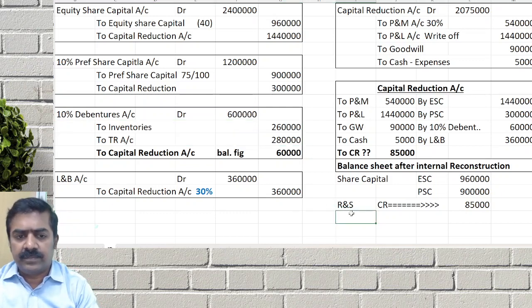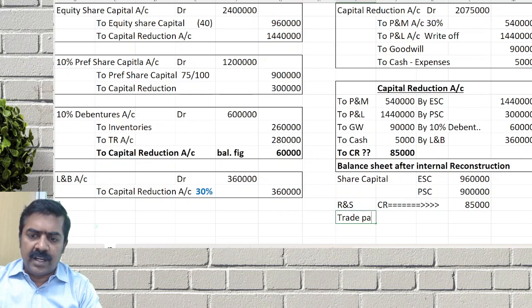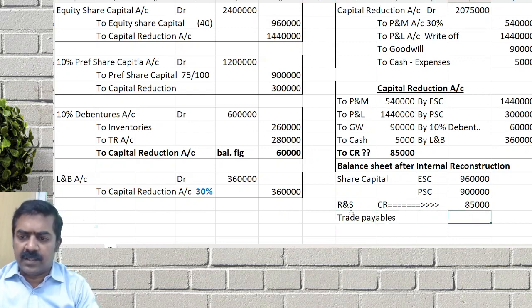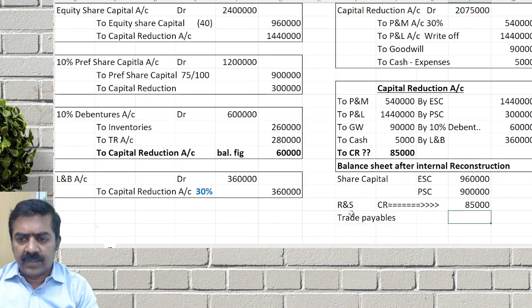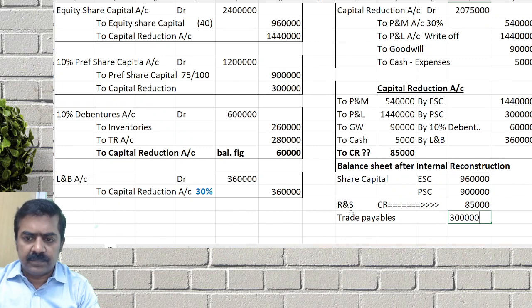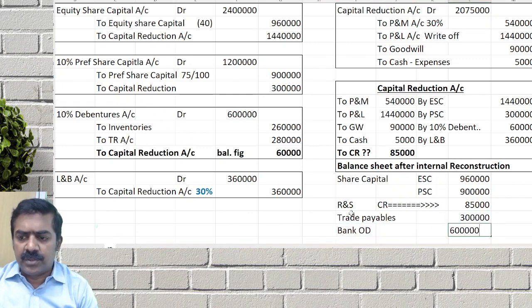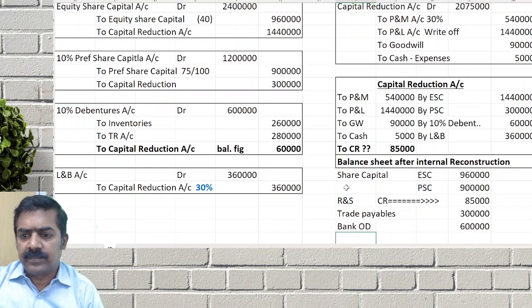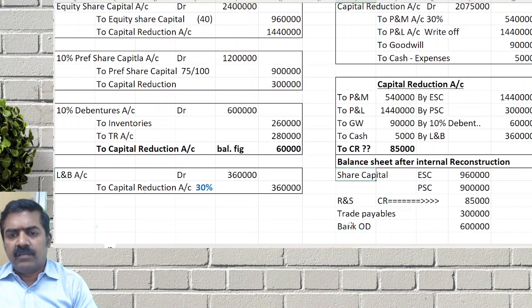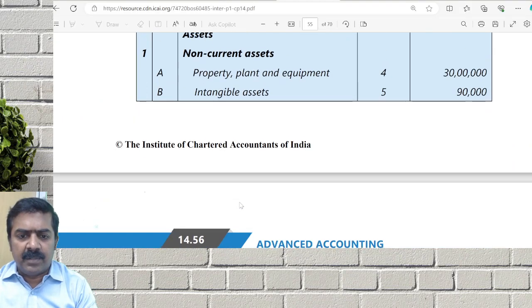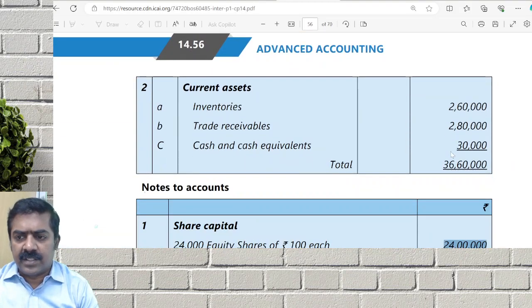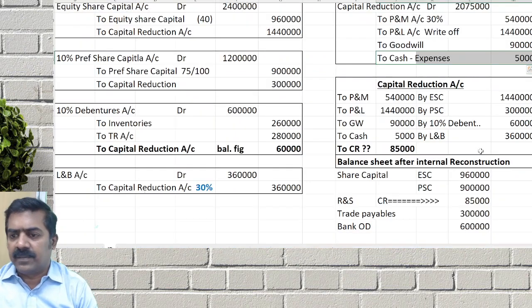Then trade payables, are there any? In balance sheet, whatever is there, that will come. No change. What is the trade payable? 3 lakhs. Total Bank OD will continue. There is no change in the bank OD 6 lakhs. Wait. We have paid the expenses, right? Is there a cash balance available in the asset side? Yes, cash balance is available. We can adjust with that.